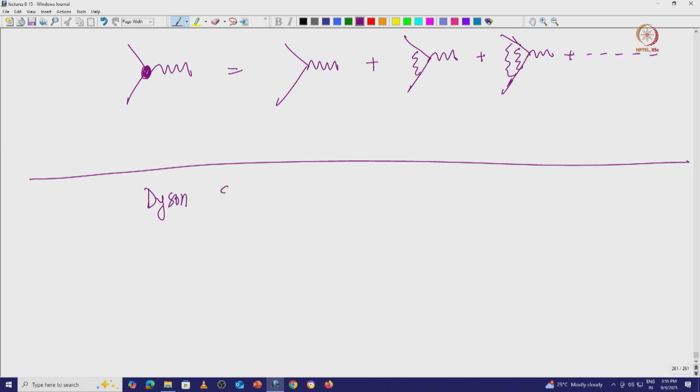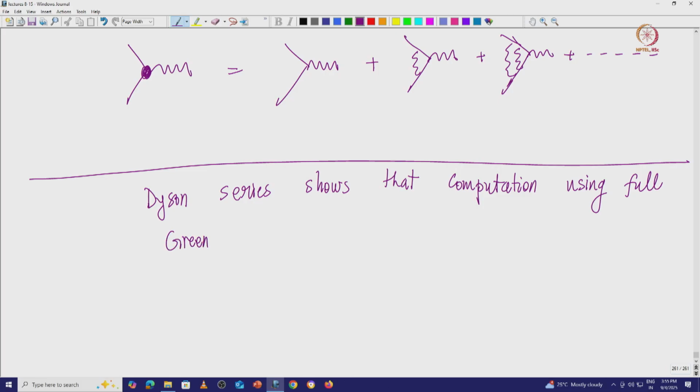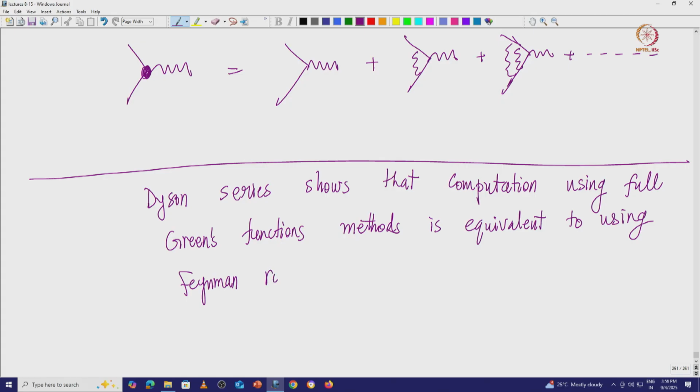The Dyson series shows that computation using full Green's function methods, and actually there are Schwinger methods and other methods, is equivalent to using Feynman rules to calculate processes order by order.